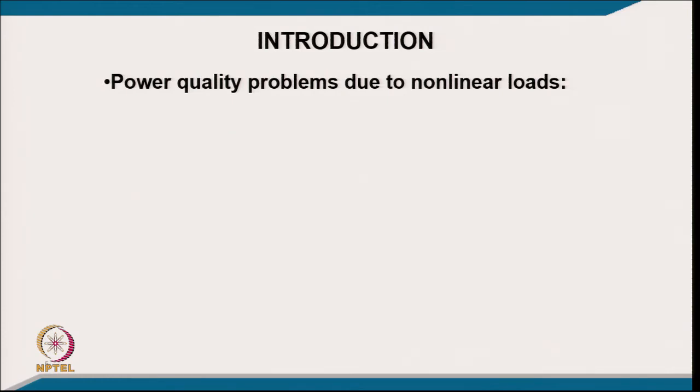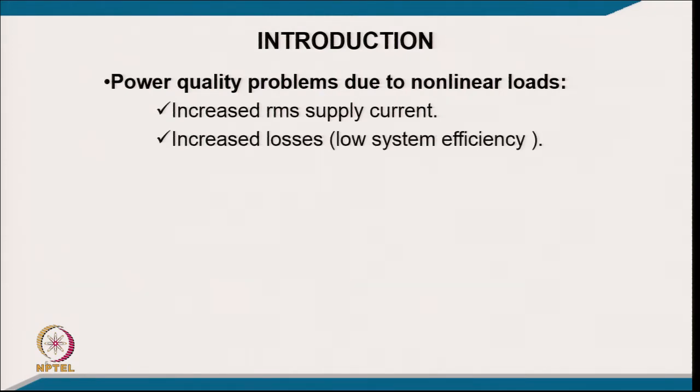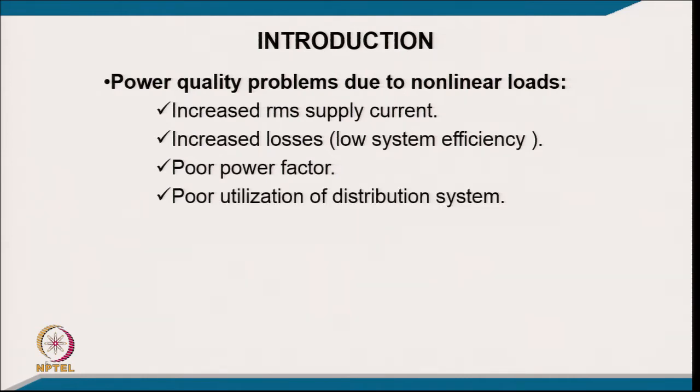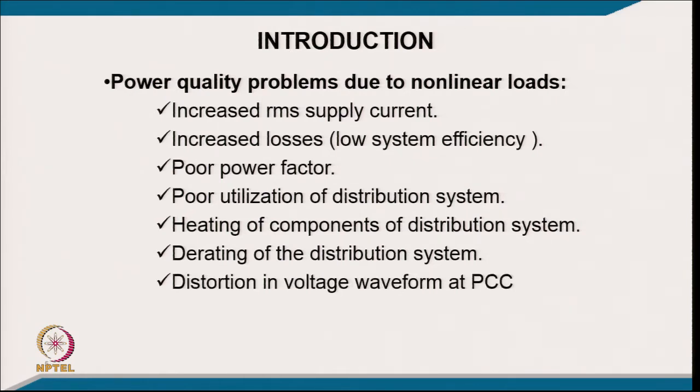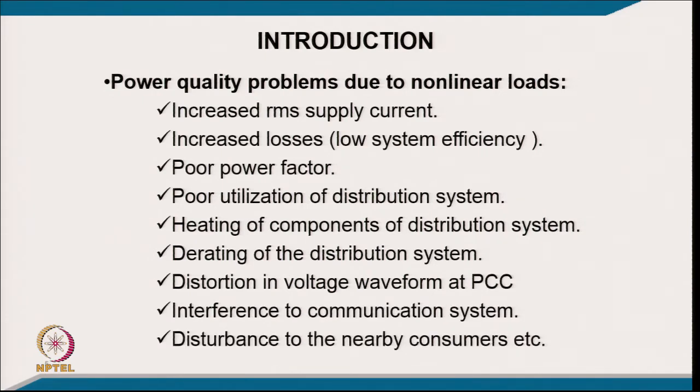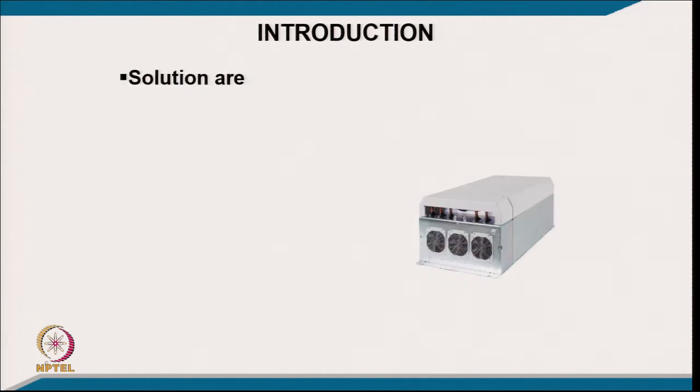Coming to the power quality problems due to nonlinear load, in the last lecture we covered nonlinear loads and what problems they cause. They cause increased RMS current, increased losses and typically low system efficiency, poor power factor, and poor utilization of the distribution system. They cause heating of components of the distribution system, so we need derating of the distribution system, and there is distortion in the voltage waveform at PCC, interference to communication systems, and disturbance to nearby consumers.